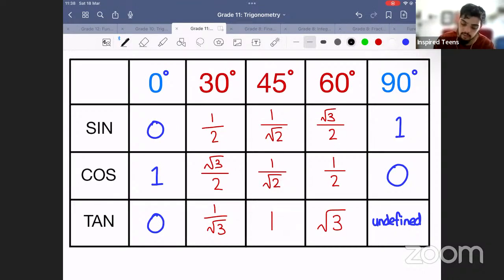What is the quick way? There's like a 1, 2, 3.